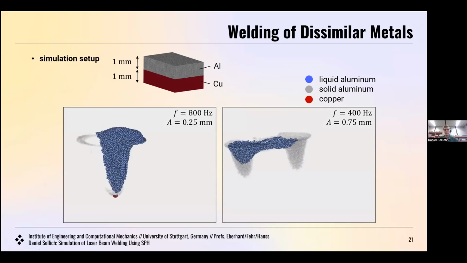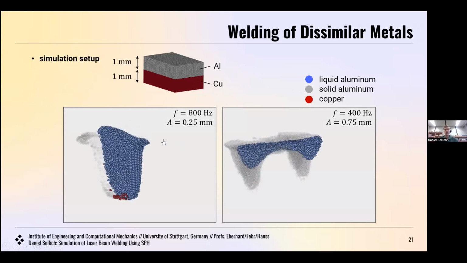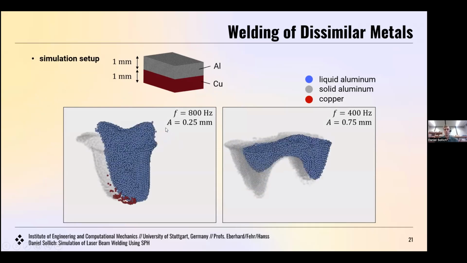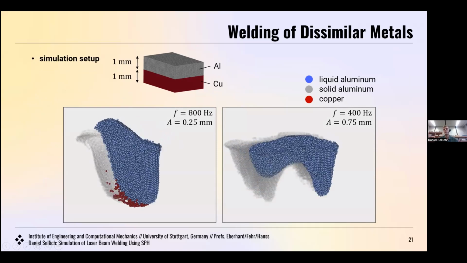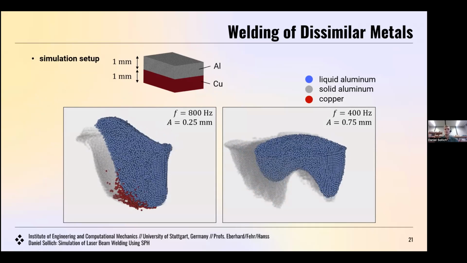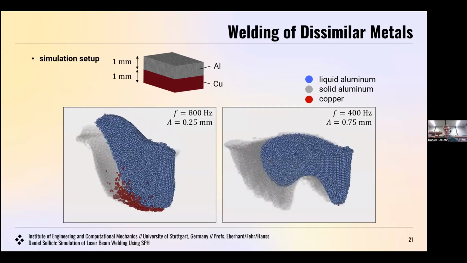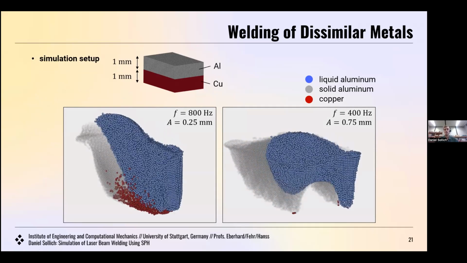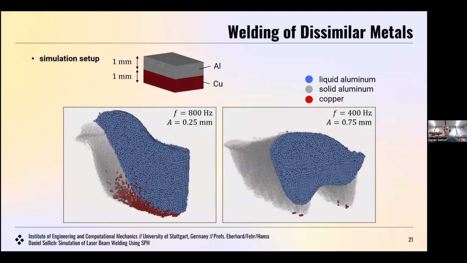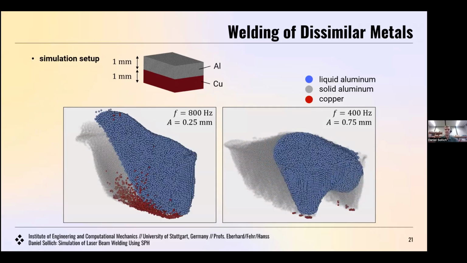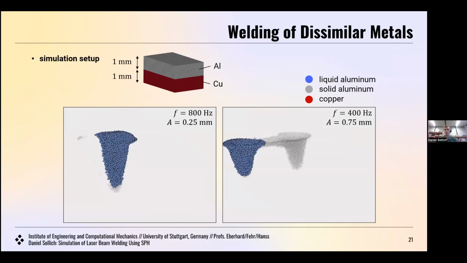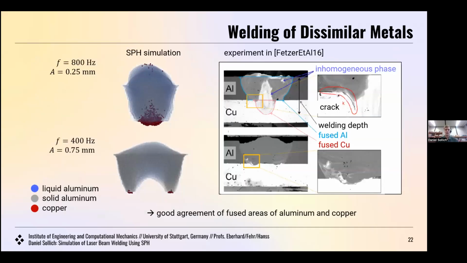Okay, here again the simulation results. On the left side, you can see the simulation with a low amplitude of 0.25, while on the right it's a high amplitude of 0.75. And what we can see is that the amount of used copper is very high on the left, while on the right it's very low. And also on the right, we have the existence of almost two capillaries in the simulation. And we now compare the simulation results with the experiment. We can see that the fused areas of aluminum and copper are in very good agreement.